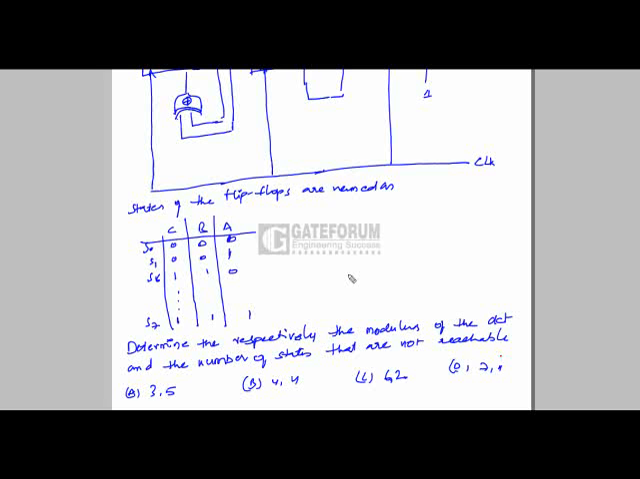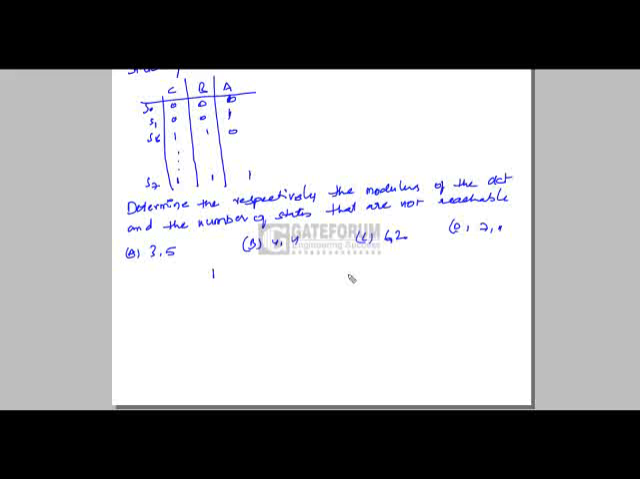Here the question is, consider the following synchronous sequential circuit. Here the counter is given. Here we need to decide what is the modulus of this circuit and how many number of states are not reachable. Here we know always dA equals 1, dB equals B bar, dC equals B exclusive C.